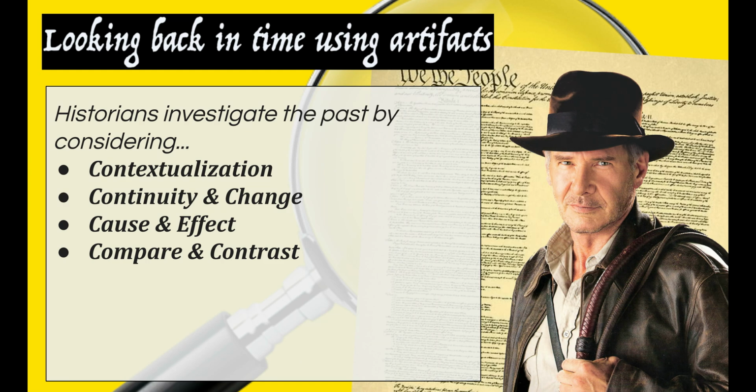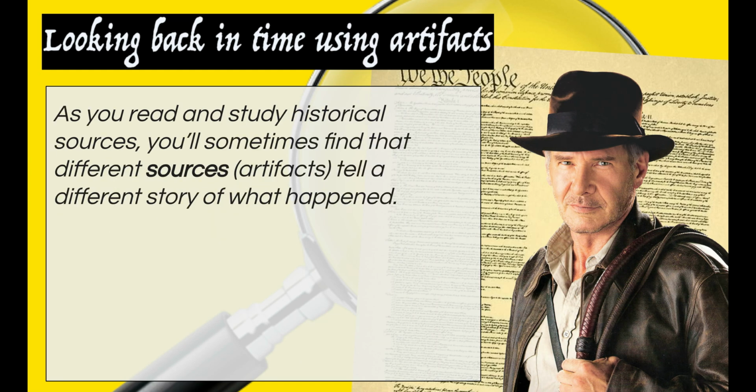So what are these materials that I'm talking about? As you read and study historical sources, you'll sometimes find that different sources or artifacts tell a different story of what happened. So what are artifacts? Artifacts are objects that have been shaped by humans that are of archaeological, historical, or cultural interest, right? Some examples of these include tools, pottery, metal objects, weapons, and other items like jewelry or death masks.